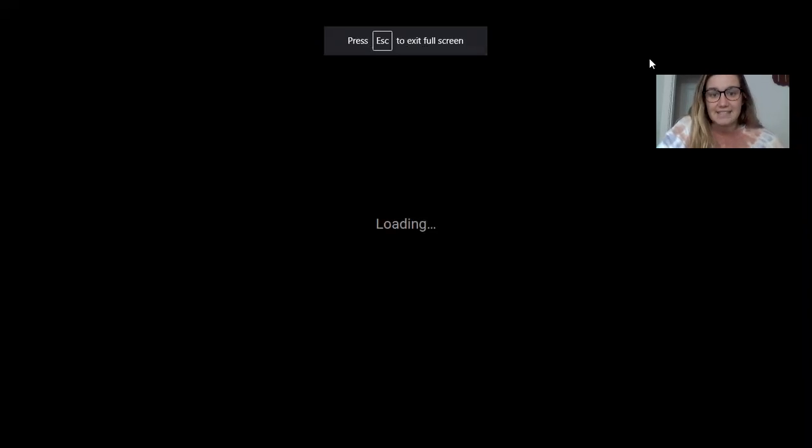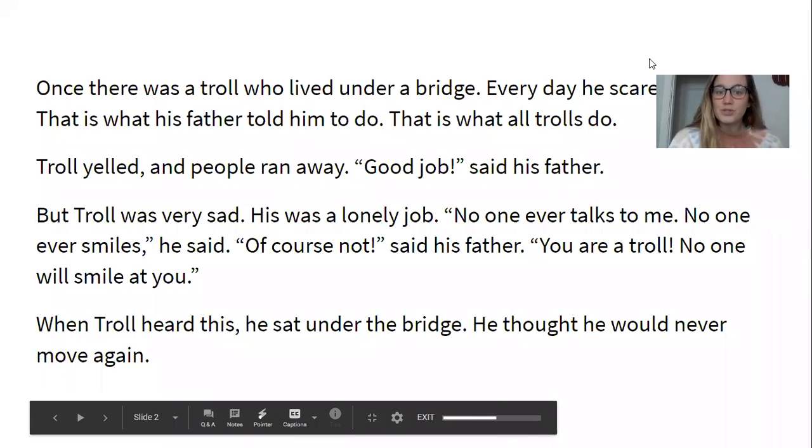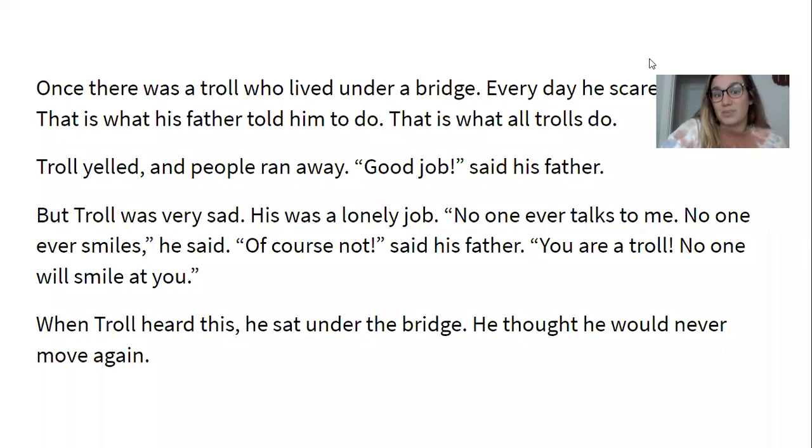3, 2, 1. Once there was a troll who lived under a bridge. Every day he scared people. That is what his father told him to do. That is what all trolls do. Troll yelled and people ran away. "Good job," said his father. But Troll was still very sad. It was a lonely job. "No one ever talks to me. No one ever smiles," he said. "Of course not," said his father. "You are a troll. No one will smile at you." When Troll heard this, he sat under the bridge and thought that he would never move again.